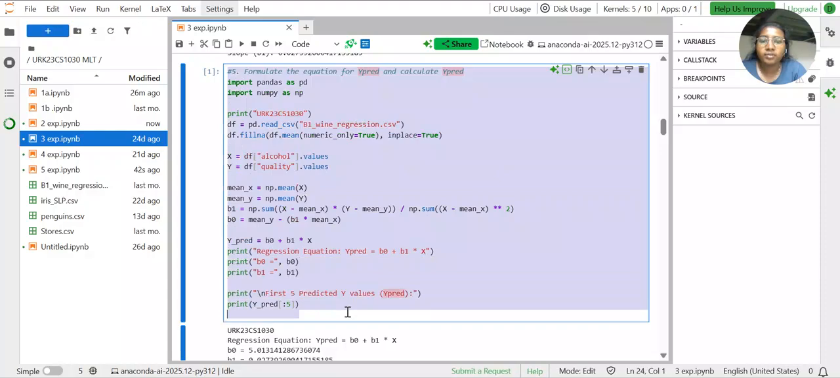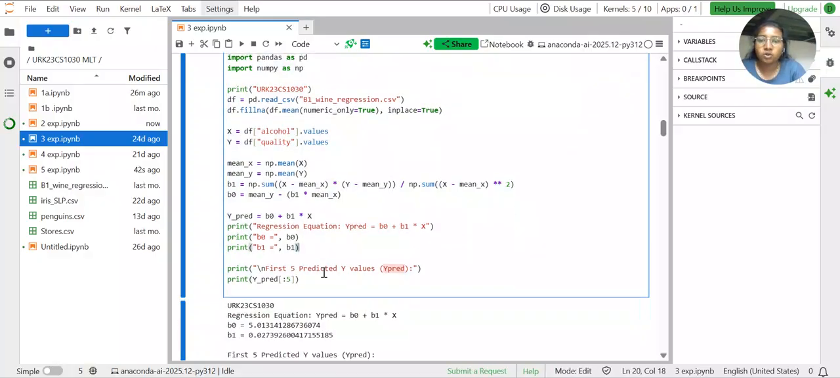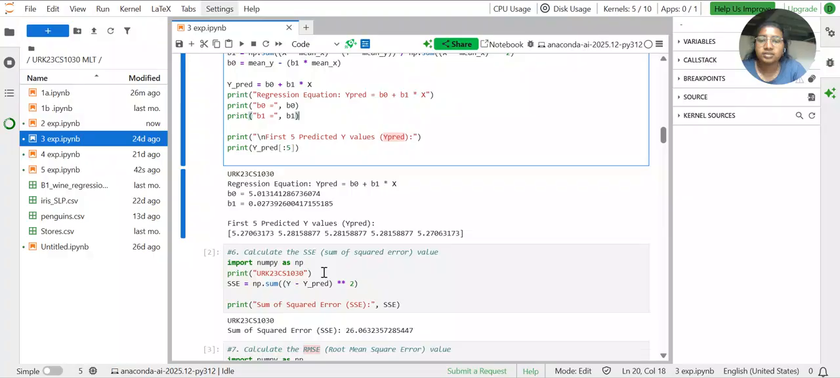In the fifth step, I formulate the equation of y pred using the coefficients. In this, I form the regression equation. Y pred is equal to B0 plus B1 times x. Then I calculated the predicted value.